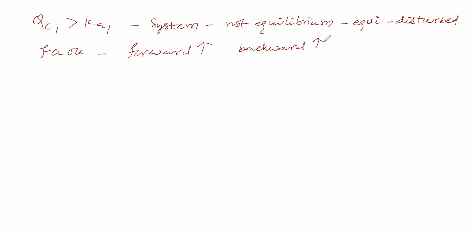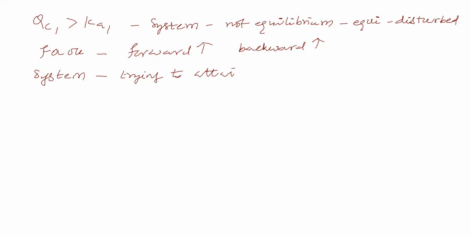So we are giving stress. Therefore, the equilibrium of the system is disturbed, and the system is not at equilibrium. So what will the system do? The system will try to attain equilibrium. We are giving stress to the system, so its equilibrium is disturbed, and the system is trying to attain equilibrium.